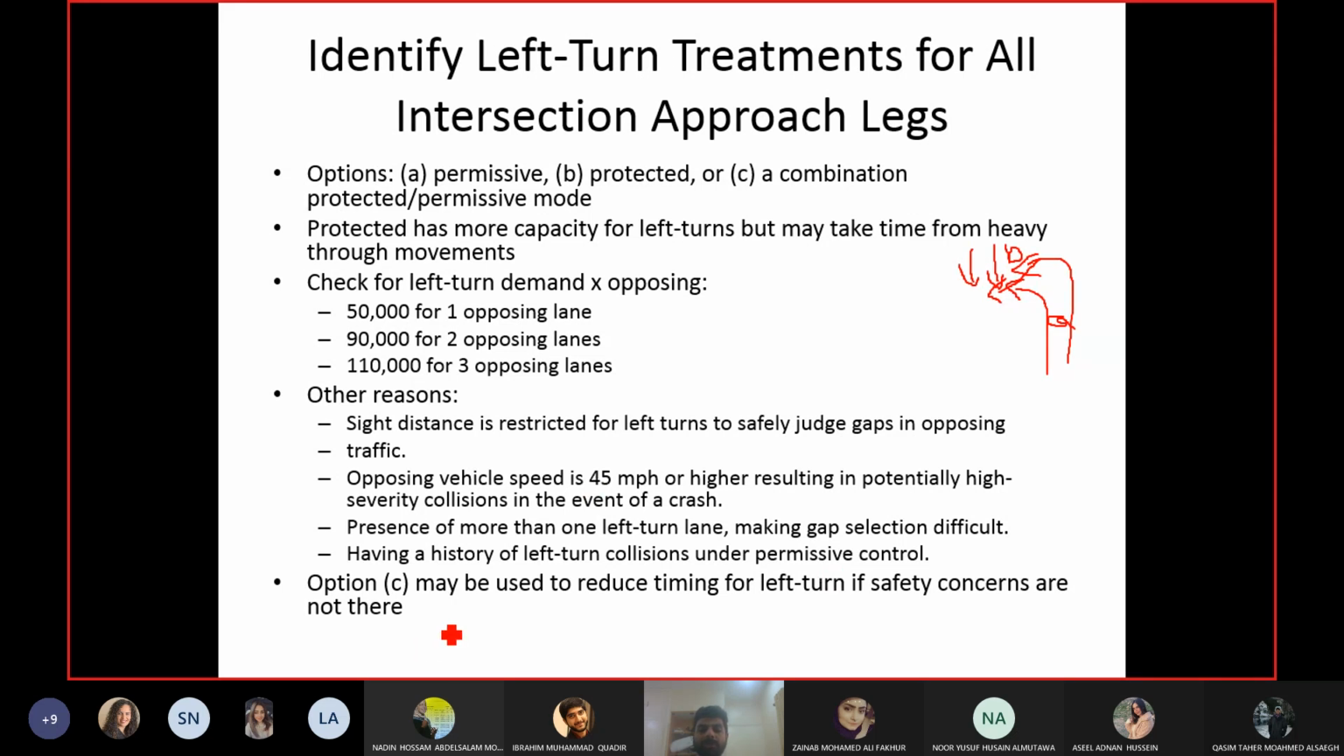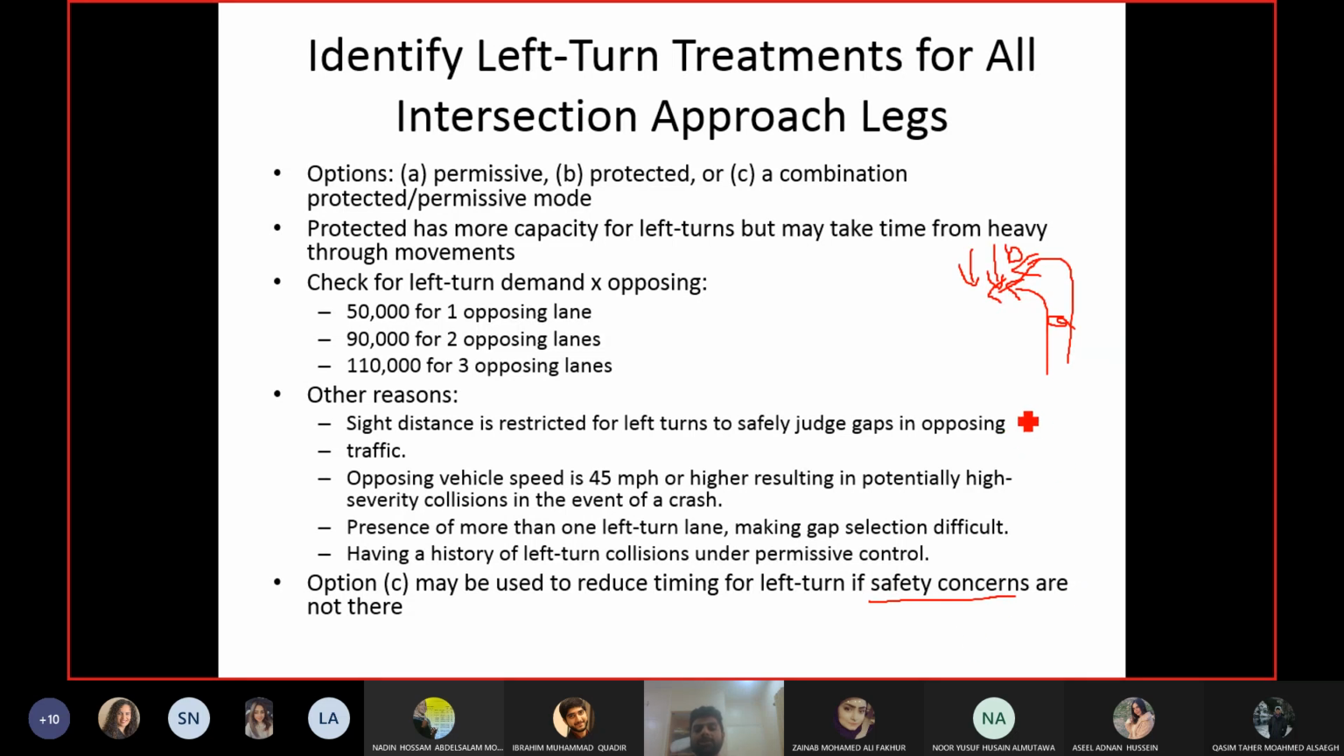And here they are saying option C. Option C means a combination of protected and permissive. You can use it to reduce the cycle time required for the signals. If you make every left turn protected, then the total timing of the signal cycle will be higher. If you make some of them permissive, then the total time will be less, because these movements will not have any time in the signal. So the total timing of the signal will become less. But again, you can only do it if there are no safety concerns. So safety is the main issue here.